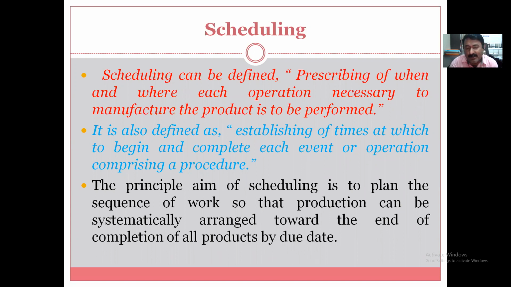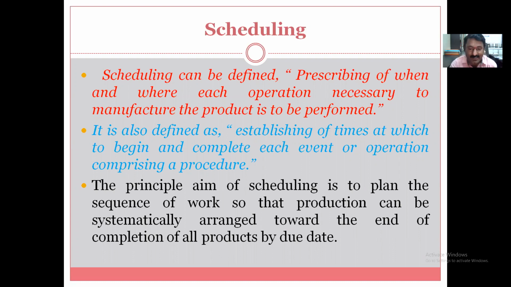It is also defined as establishing the times at which to begin and complete each event or operation comprising the procedure. When the operation will start, what time it will take, and for this particular time the operation is in progress. So this is scheduling, establishing the times. Then the principal aim of scheduling is to plan the sequence of work so that the production can be systematically arranged toward the completion of all products by the due date.